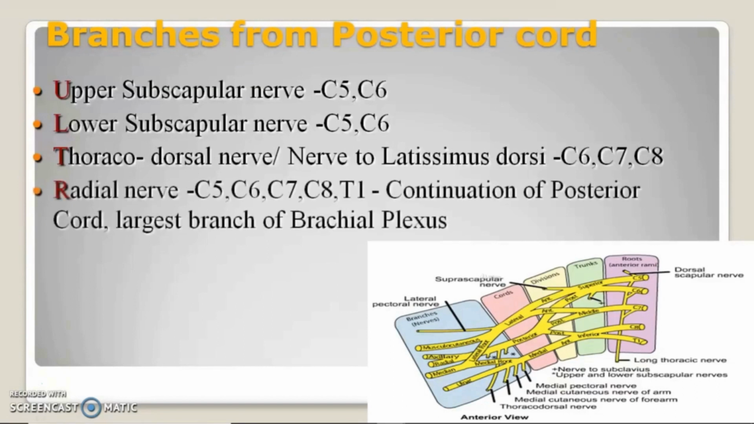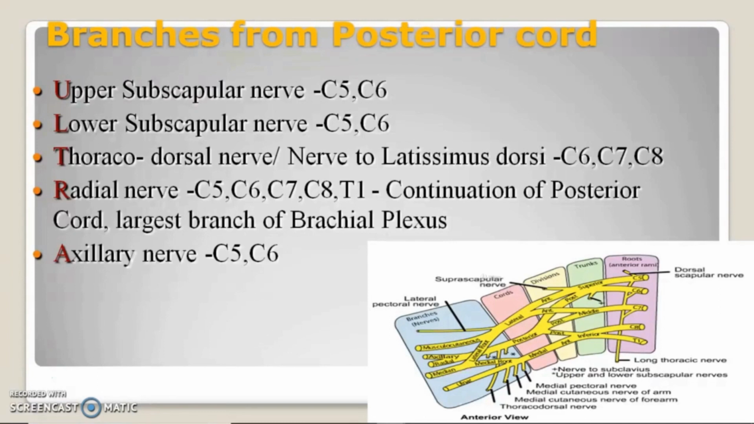Now we have another nerve called radial nerve, which carries all the nerve fibers C5, C6, C7, C8 and T1, and it is a continuation of the posterior cord, the largest branch of the brachial plexus. So the radial nerve itself is called the largest branch because it continues as the posterior cord. Then we have axillary nerve, which carries C5 and C6 nerve fibers.